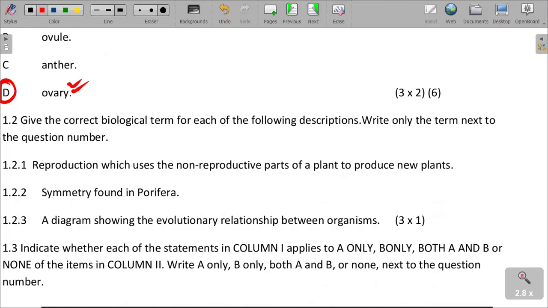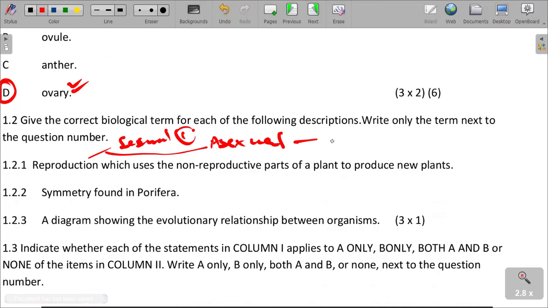biological term for each of the following descriptions. Only the text next to the question number. So reproduction, which uses the non-reproductive parts of a flower to produce new plants. We say that we have got two types of reproduction processes: sexual, and also what is called asexual.